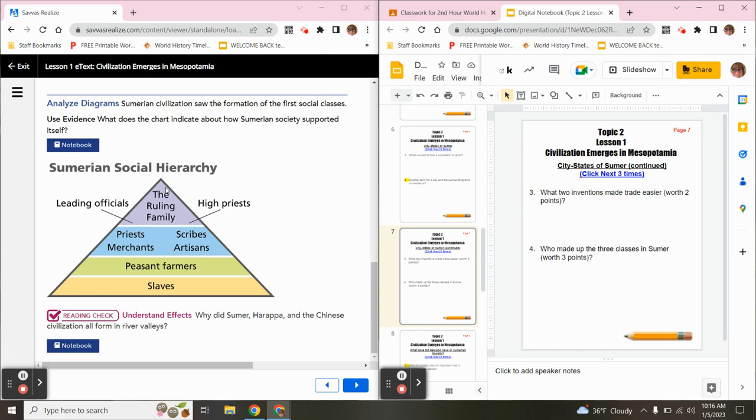All right, right here you'll see the Sumerian social hierarchy. For the most part, the ruling family, the high priest, and the leading officials were always at the top. Then you had the next social class of your priests, your merchants, people who sold things, scribes or people who could write, and artisans or people who made things. They would be in the middle social class. And then the bottom class is your slaves and your peasant farmers. The lowest class is always going to be your slaves because they do not have freedom. They do not have any power at all.